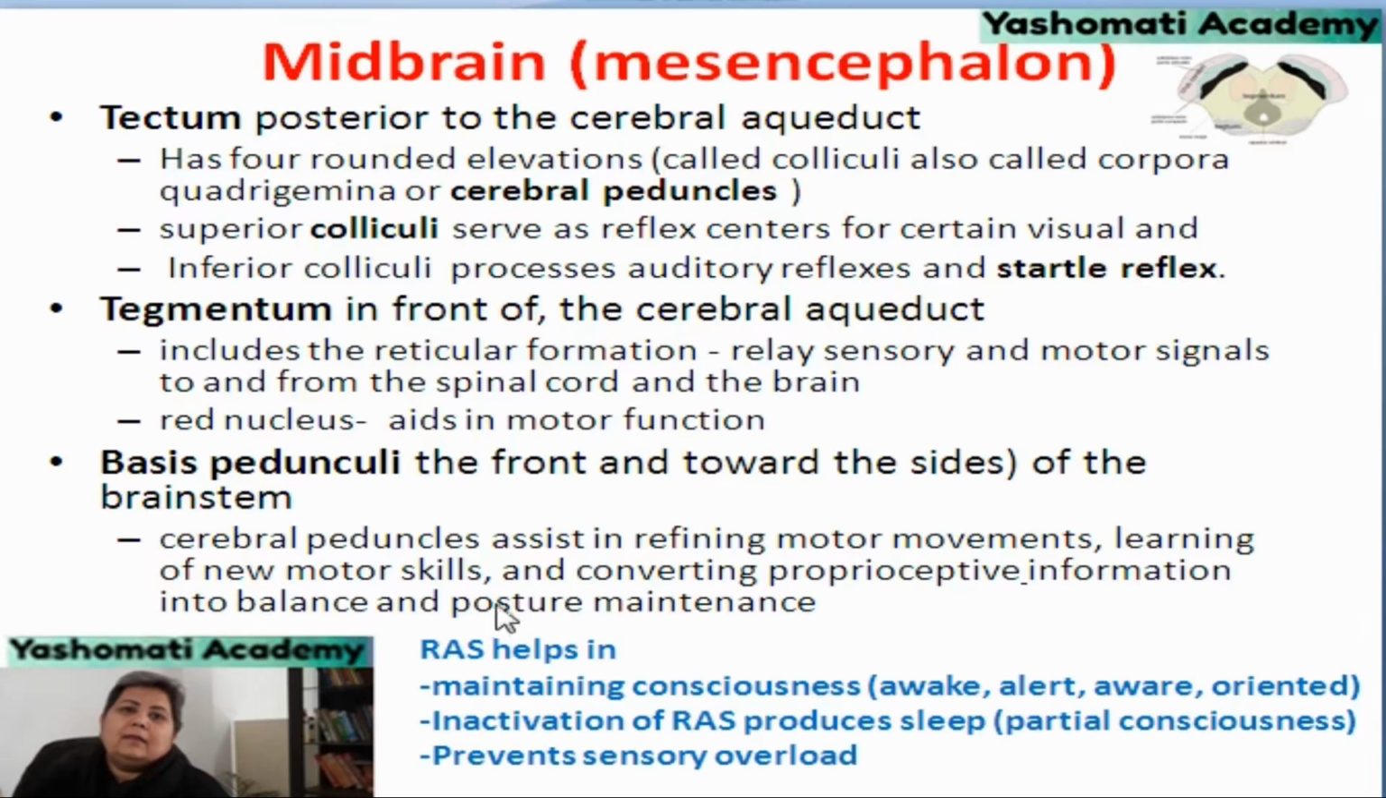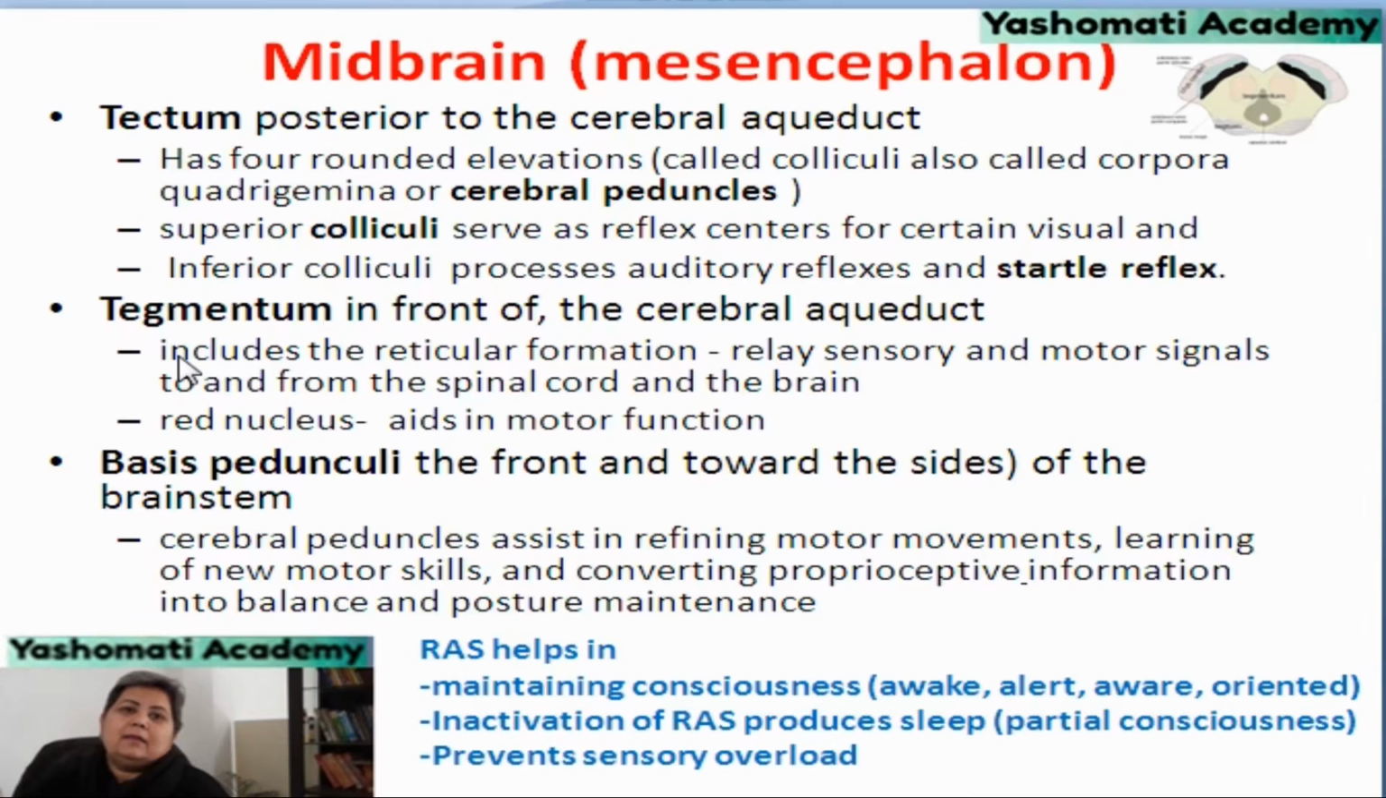So, what is the main function of the reticular activation system? It helps in maintaining consciousness: awake, alert, aware and oriented. It is this part of the brain because of which we remain alert and aware. And if the system is inactivated, then it will produce sleep or partial consciousness. So, in case this system is not working properly, then the individual may be in a partial consciousness stage. And the most important function it performs in the body is to prevent sensory overload, so that only those activities gain more importance which are important at that particular time.